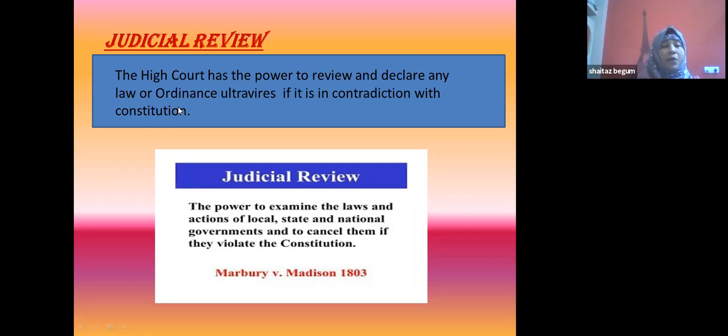What is ultra vires? Ultra vires in law is used to describe an act which requires legal authority, but it is done without it. That is called ultra vires. So judicial review is that power of the High Court through which it can declare any law or ordinance invalid if it is not done according to the Constitution. It is the power to examine the laws and the actions of the local, state, and national governments, and to cancel them if they violate the Constitution. Such power of the courts is called judicial review. It is very important from your examination point of view also, students.